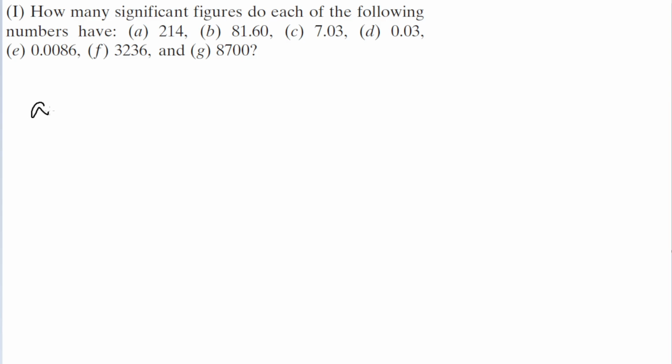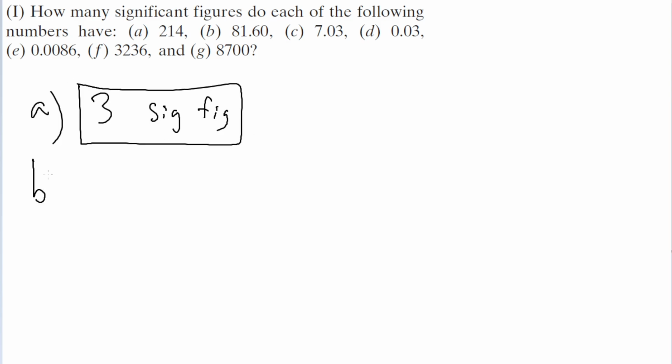Let's start with part A, where the value we're given is 214. Now this first part is fairly simple, because one of the rules for significant figures is pretty straightforward, and it's that every non-zero digit is considered significant. So we've got 214, all three of those digits are not zero. So since there are three digits in the number, there are three significant figures in part A.